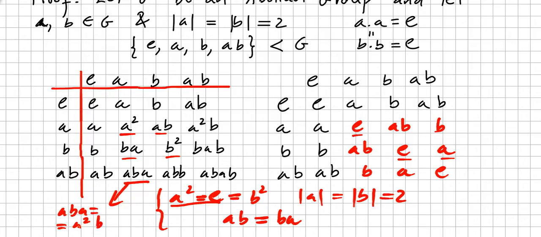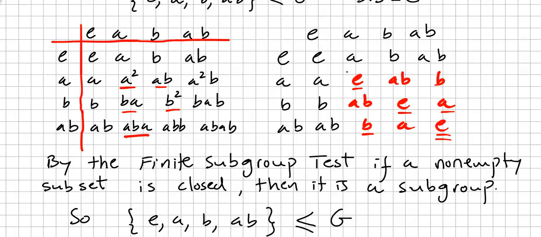So this is the identity. Okay, so this is B. Okay, A, B, B, ABAB, and that's the identity. Okay. So we just proved through the Cayley table that this set is a subset and it is closed under the operation.